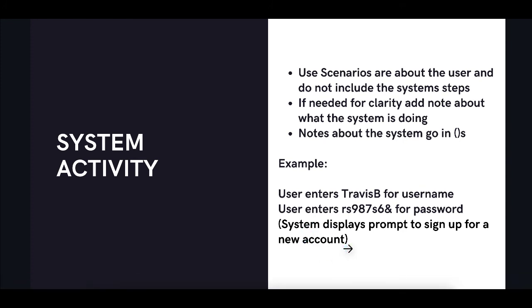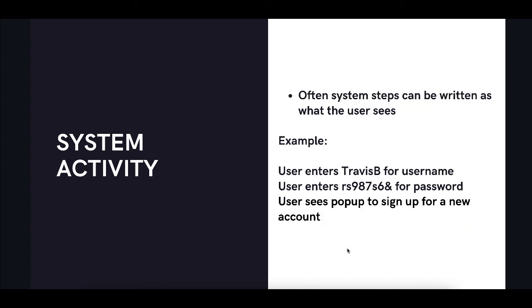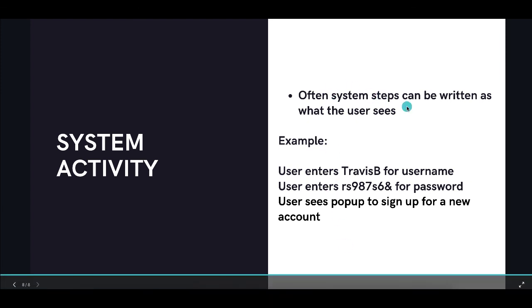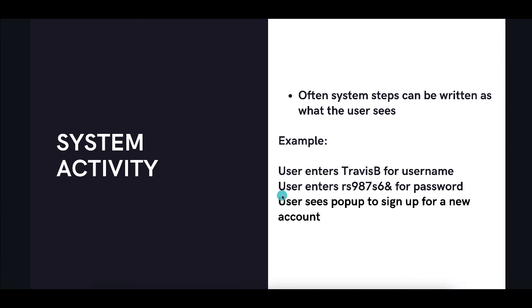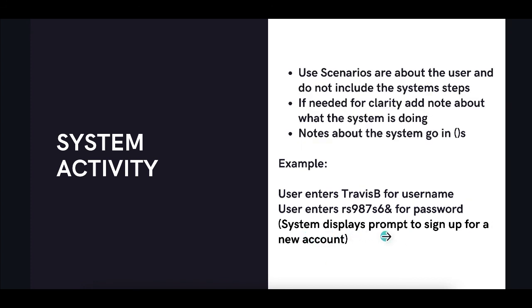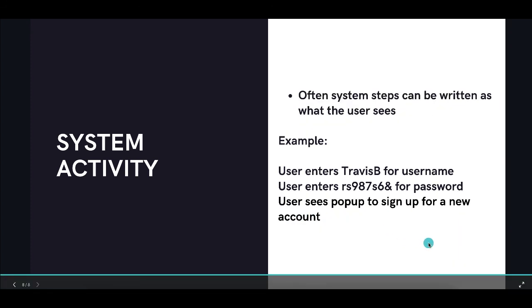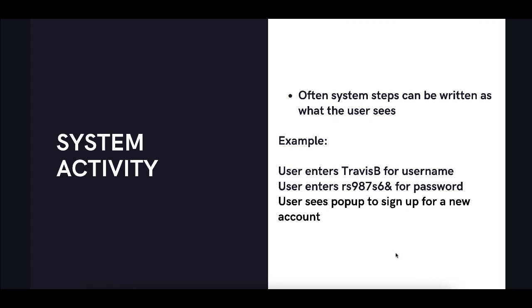We should be able to say most of our steps by saying the customer did this, the customer sees this, the customer clicks this, the customer sees this. And like I've just mentioned, often system steps should be written as what the user sees. So user sees pop up to sign up for new account rather than system displays prompt. All right, that looks like the end of my slide here. Let's go ahead and work through a couple of use scenarios.